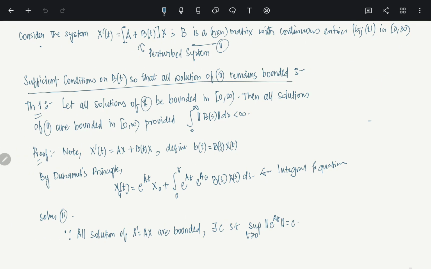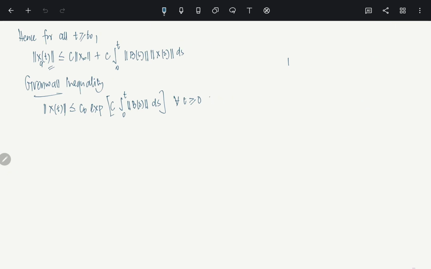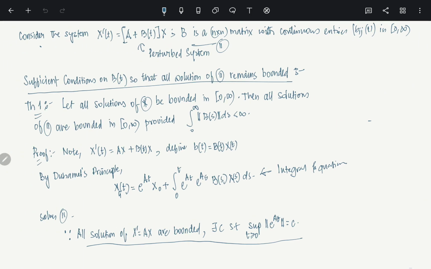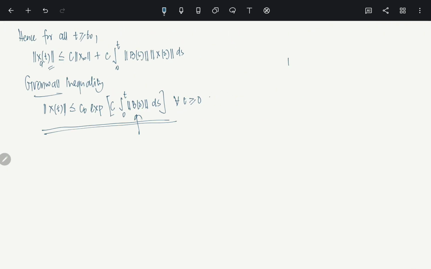See, we assume that all solutions of x prime equals Ax are bounded. So this is happening. Once this is happening, this also says that x of t is bounded, right? See, for b of t, the assumption is that the integral from 0 to infinity of the norm of b of s ds is finite. So this part is finite. This is just a constant. So the exponential of some finite constant term, right? So the norm of x of t is always bounded, and this is for any solution.